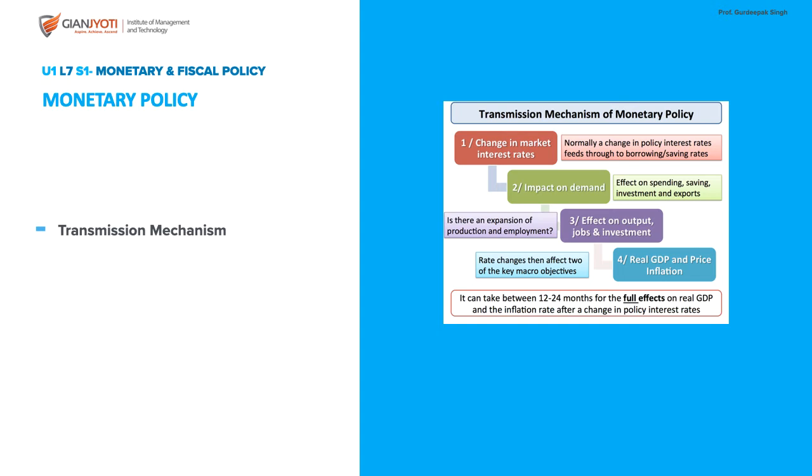So how does this transmission take place, what is that mechanism of the monetary policy? So first thing is you change the market interest rates. So when you change the interest rates, it directly affects the borrowings and the saving rates, as we saw, which has the impact on demand. So based on that, when there is an effect on demand, either the demand will go up or go down, that will affect the output, jobs and investment. And that will affect the GDP and the inflation. So this mechanism takes 12 to 24 months for the full effects on real GDP and the inflation rate after we change the interest rates. So it is not that we do it and within 1 month you can see the effects. It takes 1 to 2 years.